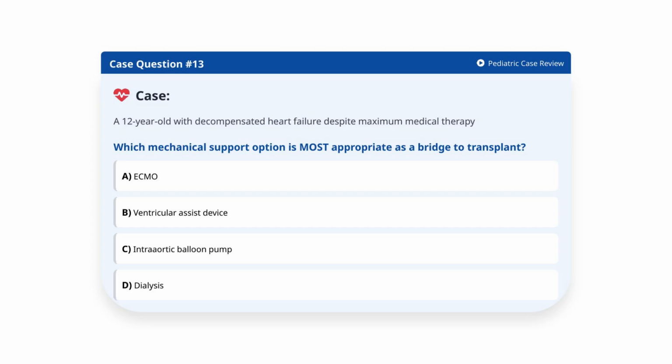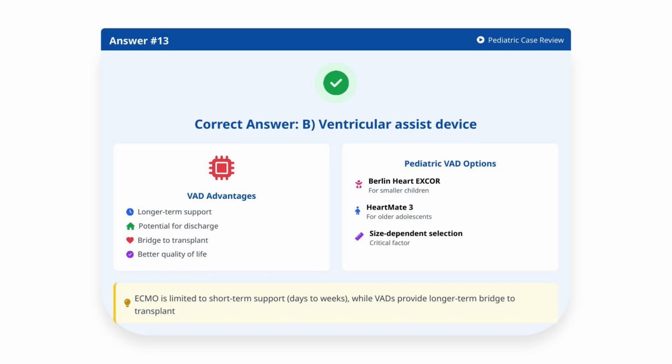A 12-year-old presents with decompensated heart failure despite maximum medical therapy. Which mechanical support option is most appropriate as a bridge to transplant? Is it A, ECMO, B, ventricular assist device, C, intra-aortic balloon pump, or D, dialysis? The correct answer is B, ventricular assist device.